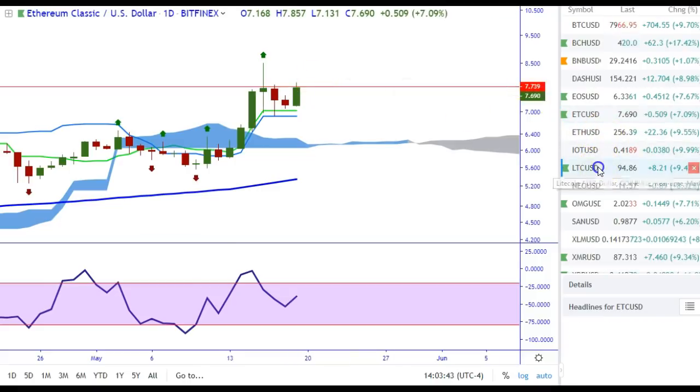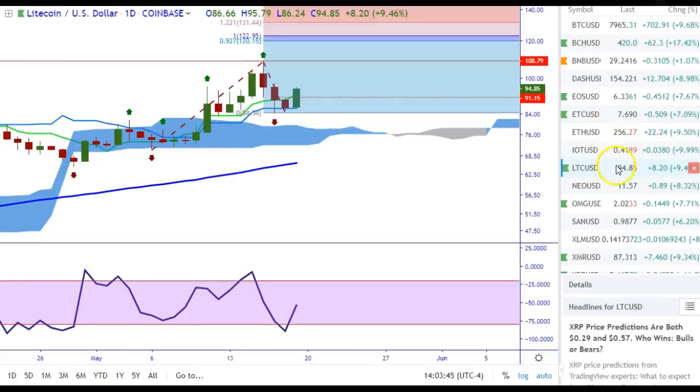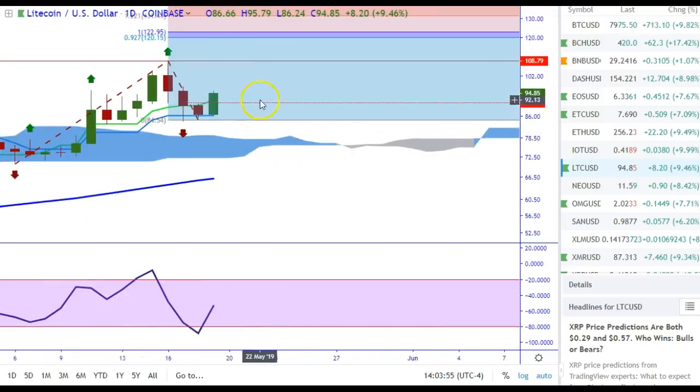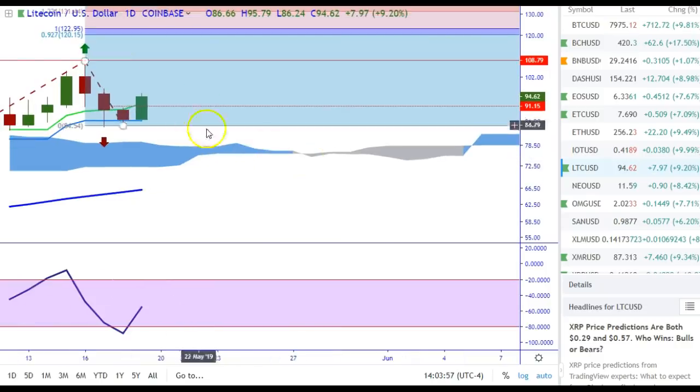All right, so that's what we looked at here. LTC US dollar, Litecoin US dollar. I already told you what your entry was right here. You can see where I marked it. I don't know exactly what this level says, 91.15, because I wanted to be a little bit above this level. You bounced exactly on Kijunsen here, right?